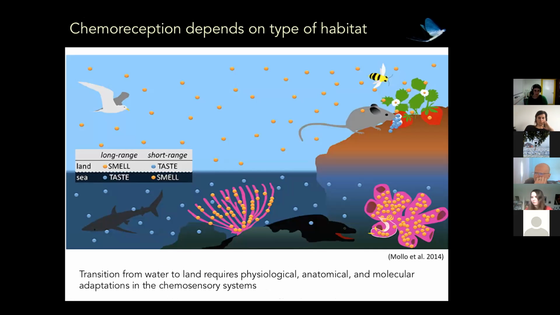And for that, one thing that we had to take into account is that depending on where the nymphs are, if they are in water or if they are on land, they have to have physiological, anatomical, and molecular adaptations in their chemosensory system. So it's not the same. The way we perceive the smells or the chemicals is completely different if we are on the land than if we are in the water.